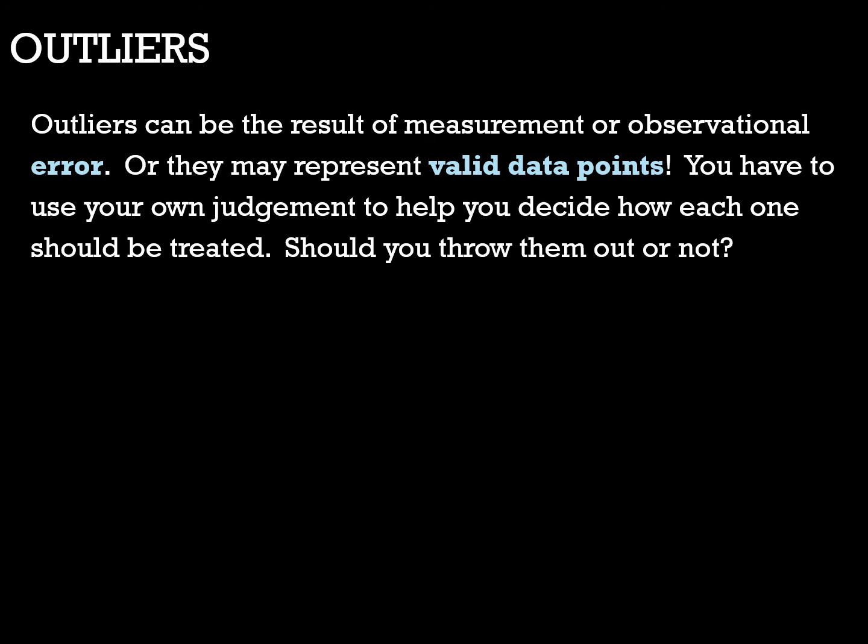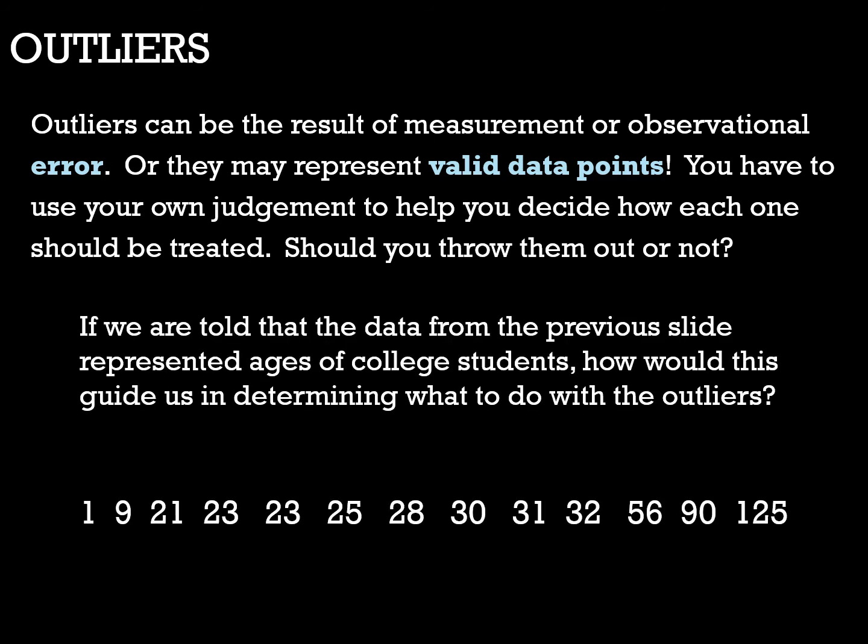So we'll continue talking about the same data set right here. This data set that we were looking at before, we said 1 and 9 look pretty out of place, maybe, and then 90 and 125 look a little out of place. Well, what we have to do with outliers is think about them, and they might be a valid data point. It might be the result of some error, though. Maybe somebody wrote something down wrong, or they measured it wrong. So outliers can be the result of measurement or observational errors, but they also could represent valid data points.